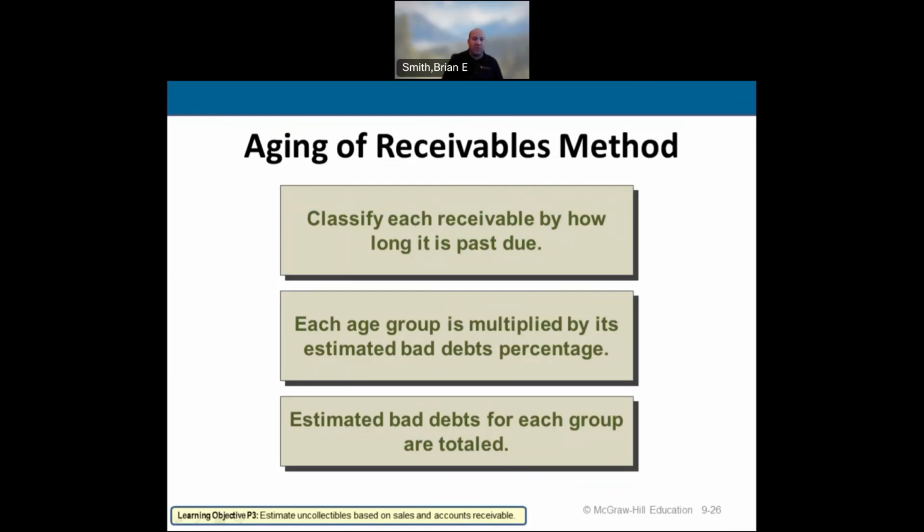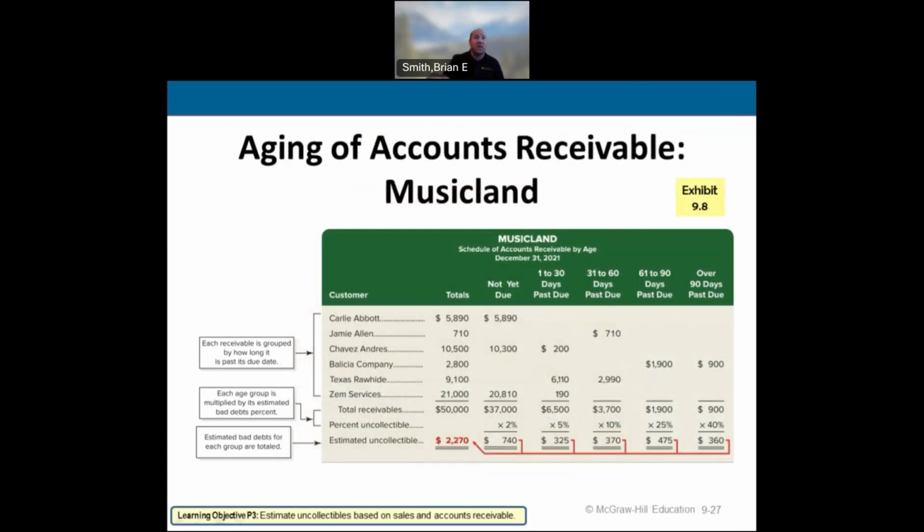All right, so the last method that I'm going to show you is the aging of receivables method. It's pretty fun to do. Actually, I really enjoy doing this one. It's just a lot of calculating, a lot of percentages and stuff like that. And this is what it looks like. You have each of your customers, how much they're owed. Some of them are not due yet. Remember, credit terms are 2/10 net 30. It's due in 30 days. So we're looking at it in that sense.